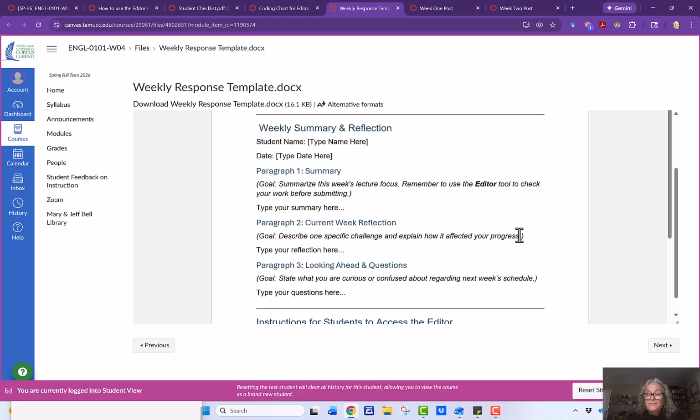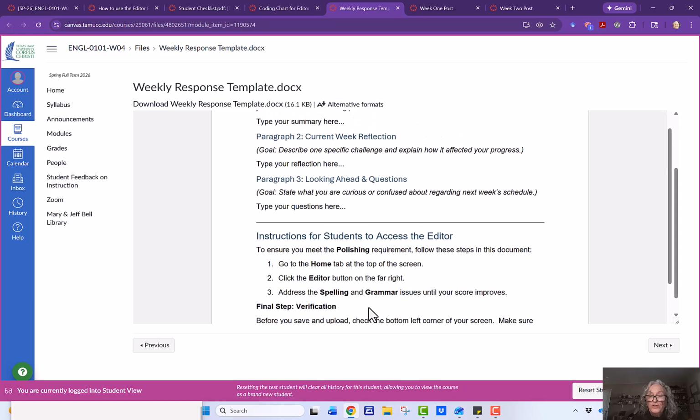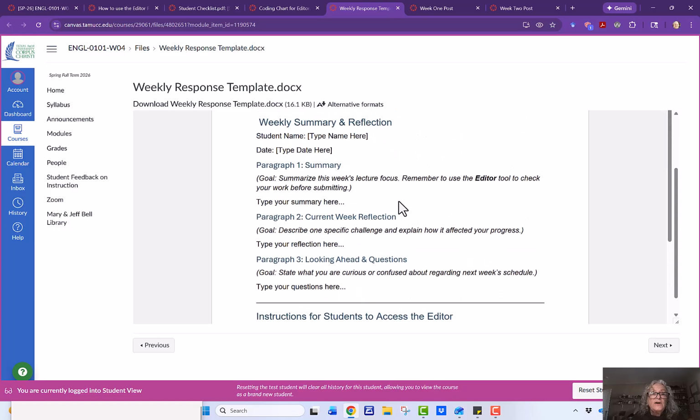Paragraph 2, describe your reflection. In week 2, did you face any challenges that would have prevented you from doing the assignment? And then paragraph 3 is, what are you confused about with the next week's assignment, which for this specific course week will be week 3, okay? Use this template, and here are instructions that Jim and I created to use the editor feature.